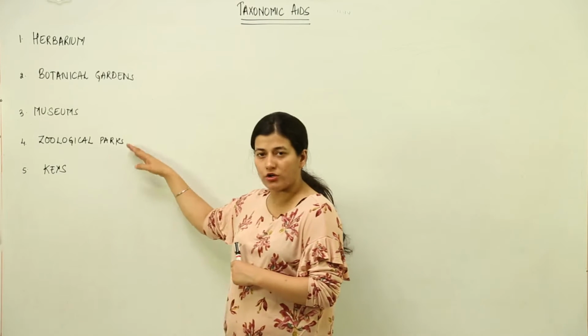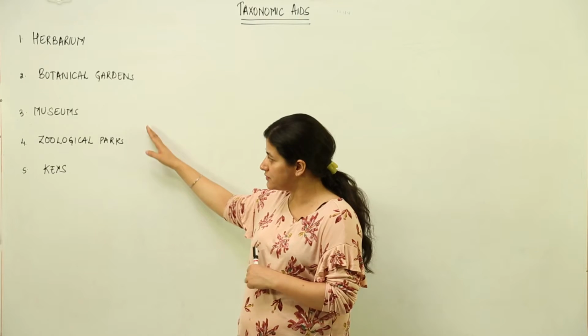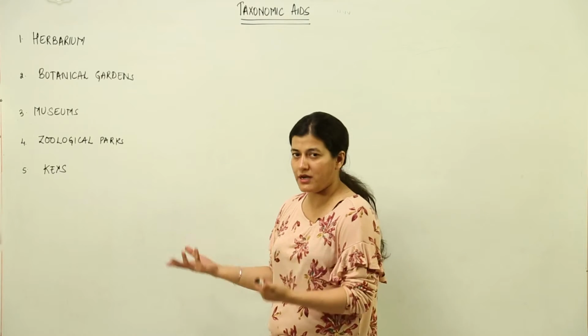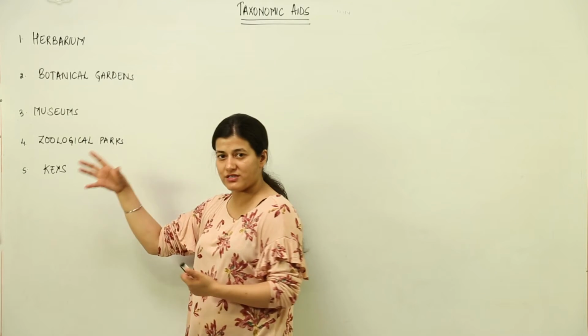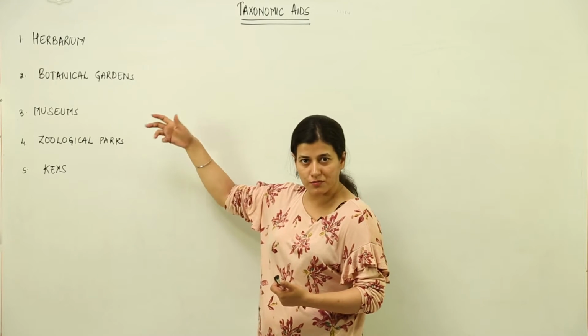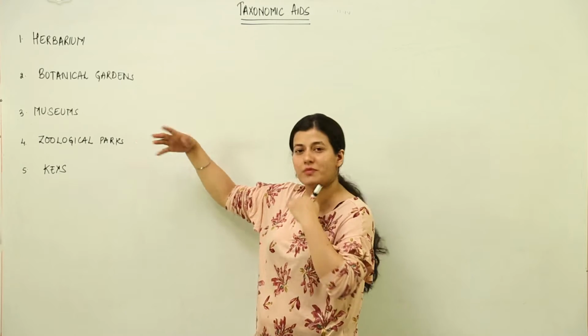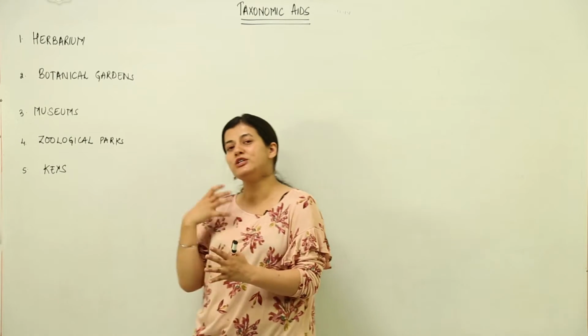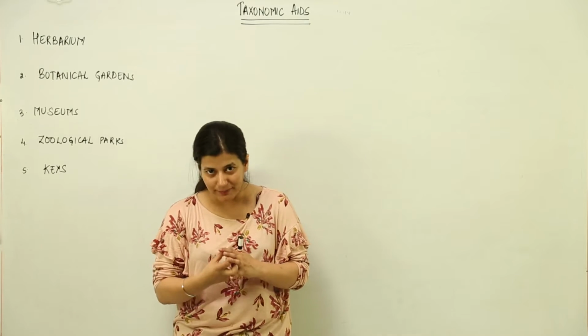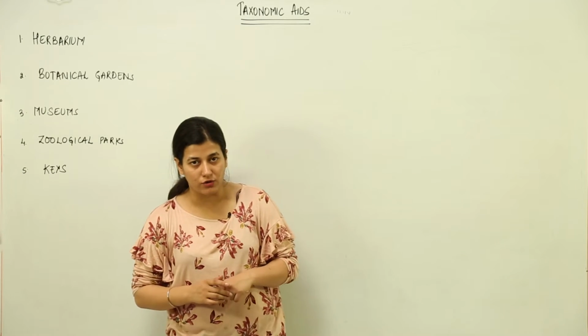I am pretty sure you might have heard about these terms once or twice, many times, and one which is this, that is zoological park. Most of you must have visited that. Some museum must also be visited. There are botanical gardens which people go and visit. So these are the various taxonomic aids which help you in identifying an organism. Now how do they help in identifying an organism?